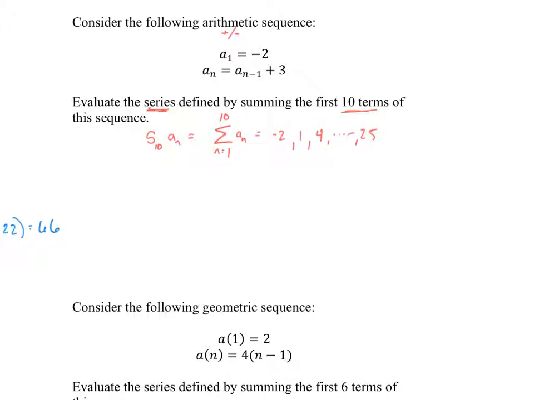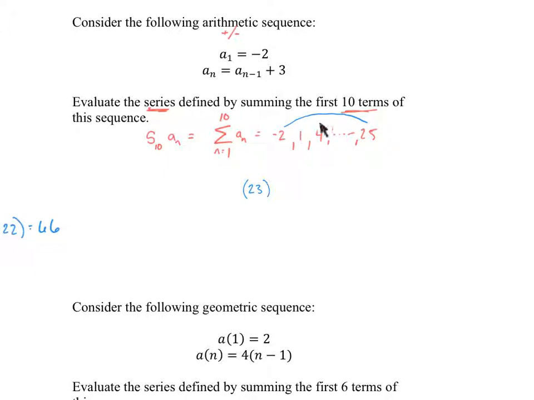I'm summing 10 terms, right? So when I'm pairing these up, what I'm going to do is add my first term and my last term. Okay, that gives me 23. And based on what we just saw, if I add the second term and the second to last term, that should also give me 23. And the third term and the third to last term should also give me 23.